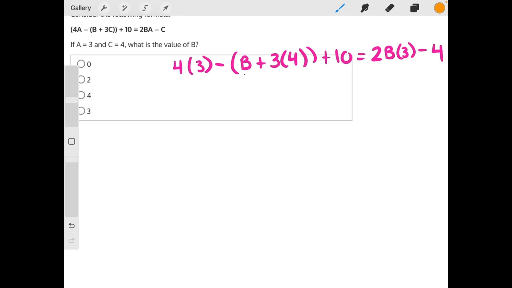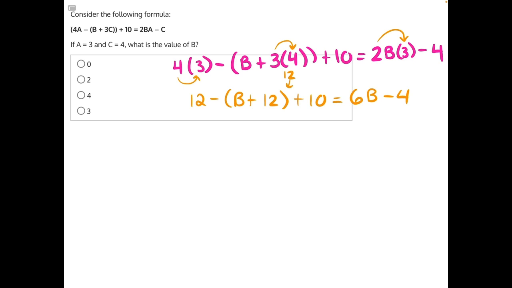First, resolving everything inside of the parentheses, we can do 3 times 4, which will give us 12, and then we can go ahead and rewrite. And while we're rewriting, we can do some other multiplication to help speed things along. 4 times 3 will give us 12 minus B plus 12 from this result, plus 10 is equal to 2 times 3 will give us 6B minus 4. And now we can continue to simplify.